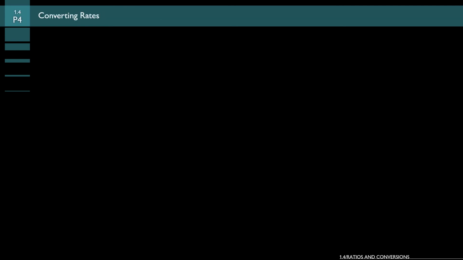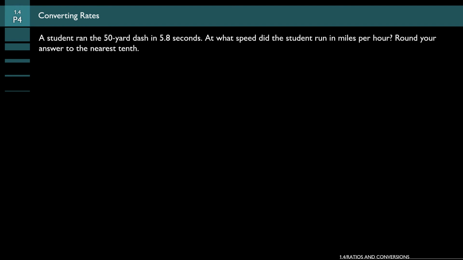In problem number 4, we're going to convert rates. This question is going to be a little bit more complicated. It's going to take a few steps to be able to get to the solution. The question is, a student ran the 50-yard dash in 5.8 seconds. At what speed did the student run in miles per hour? Round your answer to the nearest tenth.